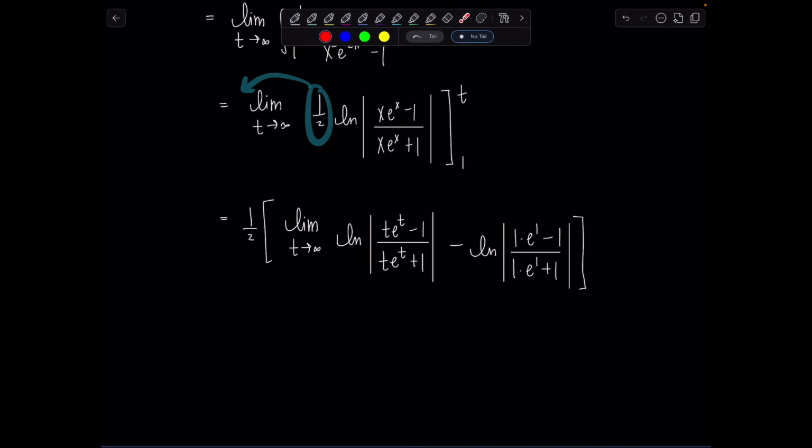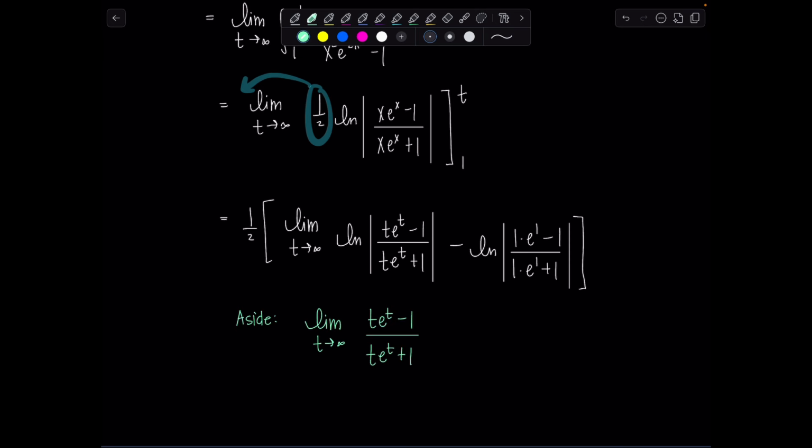So let's see what's going on here. T is going to infinity. T e to the t is approaching infinity. Minus 1's not doing anything, so this is going to infinity. Same for the denominator. So this argument here in the logarithm is an indeterminate form. So let me work on this limit off to the side. I want to look at what's going on. What's the limit as t approaches infinity? T e to the t minus 1 over t e to the t plus 1.